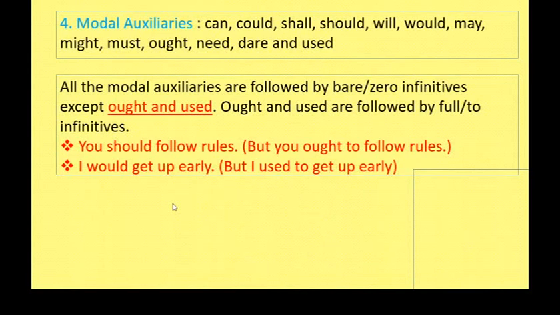You should know that a modal verb doesn't have ing form or infinitive form. And you can change the first example into interrogative, negative, and negative interrogative in the following ways. Interrogative: should you follow rules? Negative: you should not follow rules. And negative interrogative: shouldn't you follow rules, or should you not follow rules?